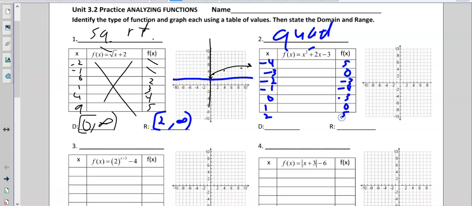And I'm just going to plot those points. So -4, 5: -4 up here to 5 is going to be right there. -3, 0 is going to be on the axis. -2, -3 is going to be down here. -1, -4, right there. Then 0, -3, right there. It's starting to match now. 1, 0 on the axis, 2, 5. It's always going to be a mirror image.